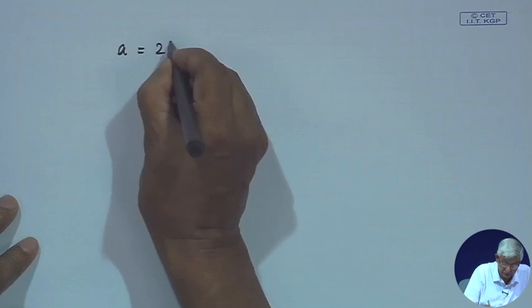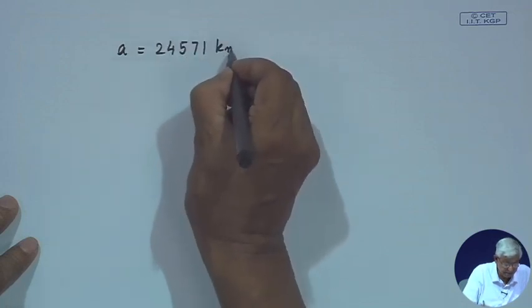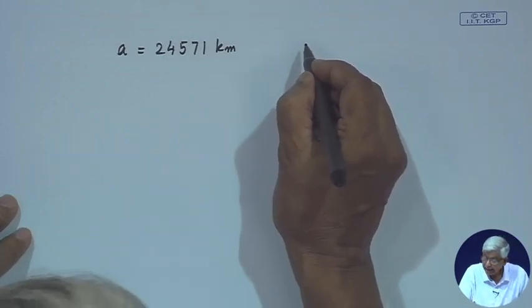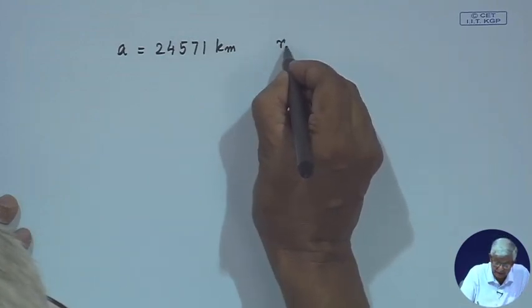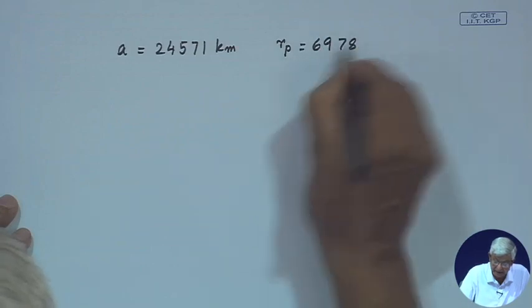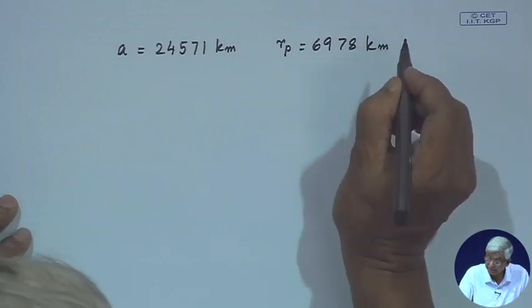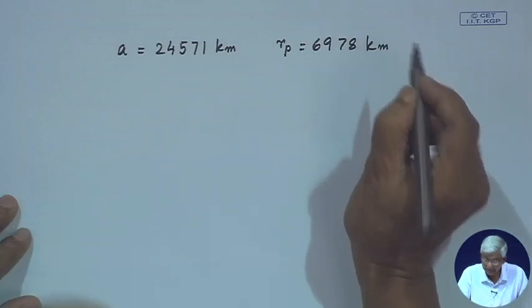So, semi major axis A is given as 24571 kilometer, and the perigee is given as R P, 6978 kilometer.